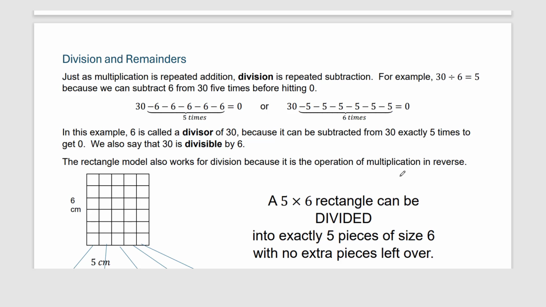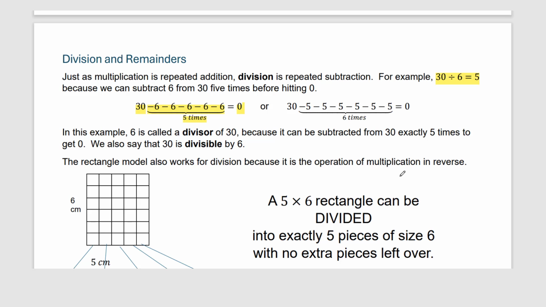So what I mean by that is, if you're considering 30 divided by 6, you can think of that as asking the question, how many times do you have to subtract 6 in order to get to 0? And you'd have to subtract 6 5 times. And of course, that's because 5 times 6 is 30.